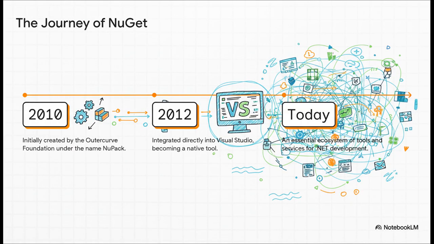NuGet didn't just appear out of nowhere. It actually got its start way back in 2010, and it was called nupkg at the time. But the real game changer, that was in 2012, when it was built directly into Visual Studio, which is like the main command center for most .NET developers. It went from this optional add-on to a core native part of the workflow. And today it's this massive, essential ecosystem that millions of developers depend on every single day.